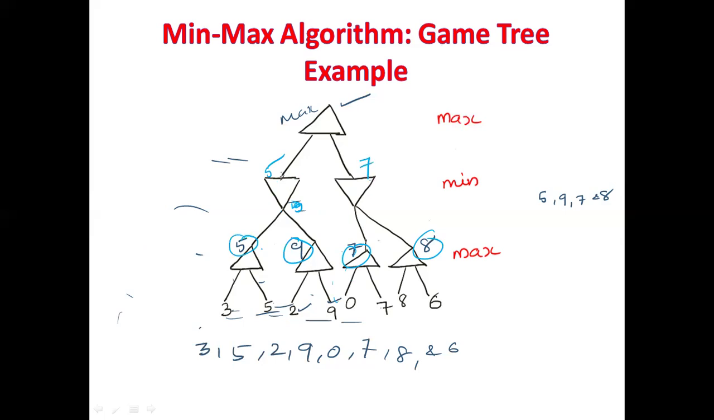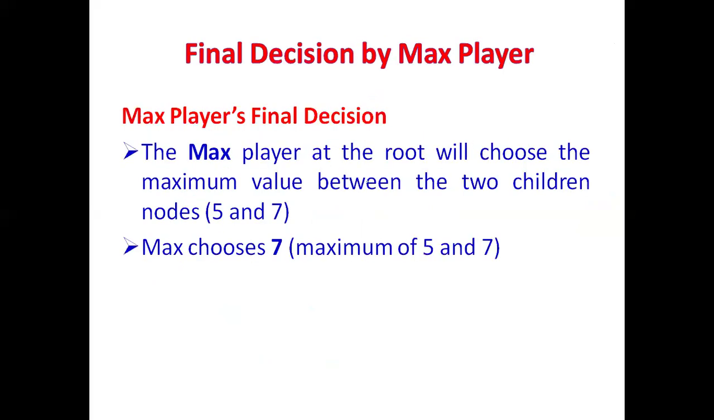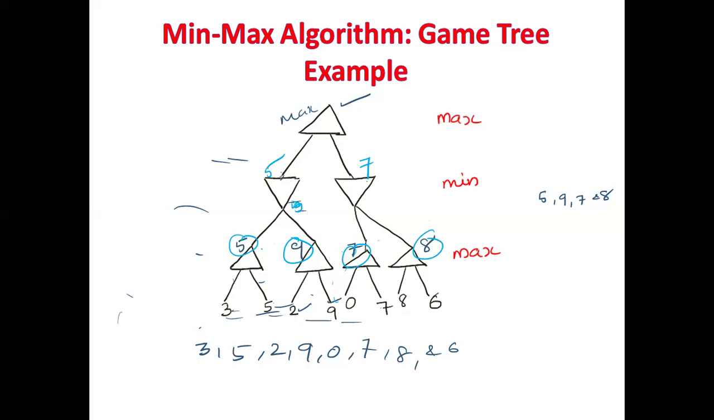At this point, the updated values in the game tree are 5 and 7, which will be used in the final decision making step by max. So final, this I have written in this slide. Okay, final decision. So what is the final decision? 5 and 7 have been selected in the second layer.